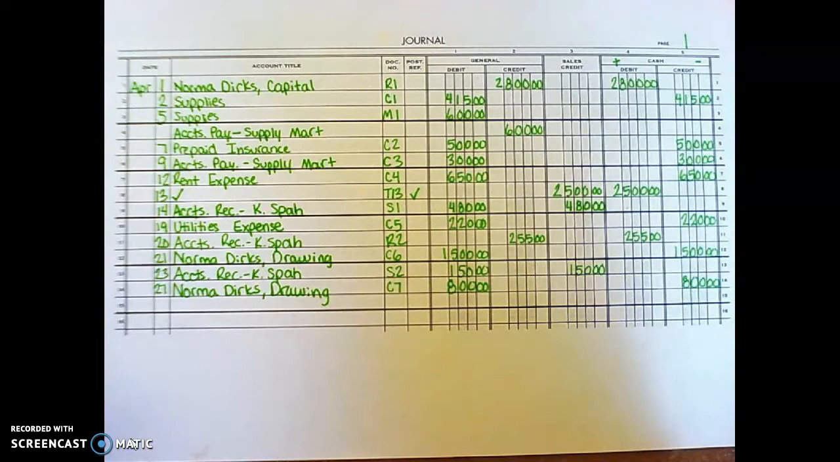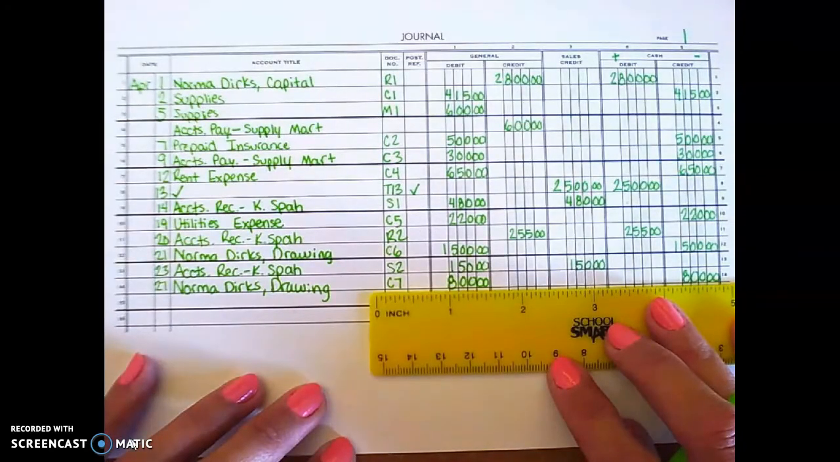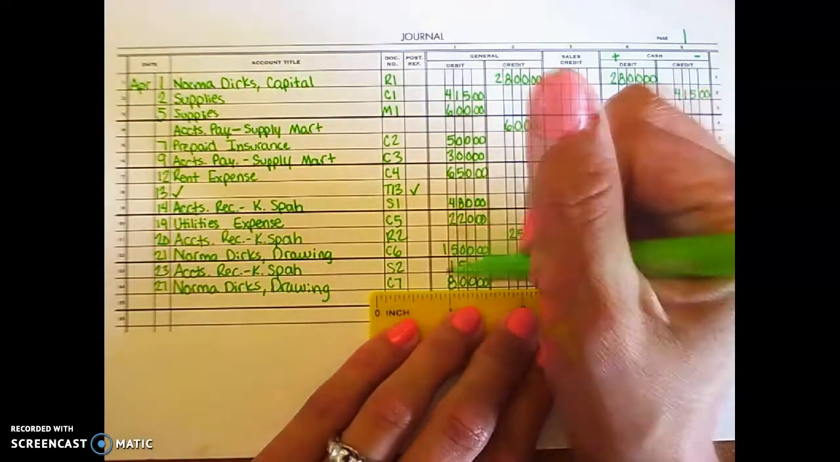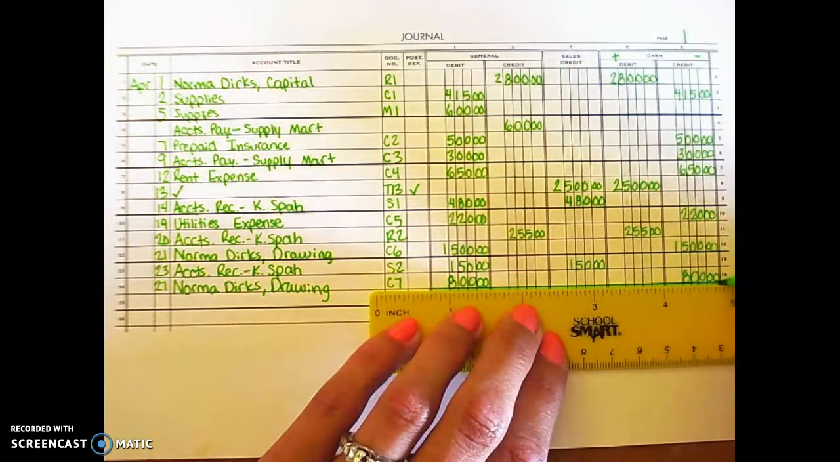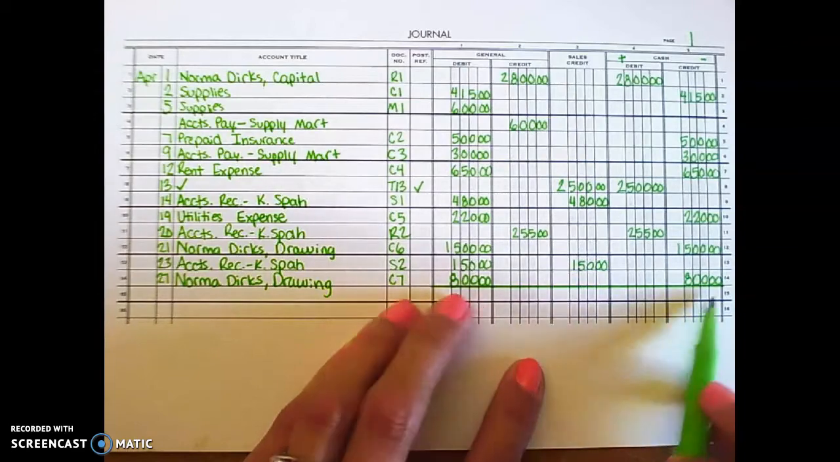That will be an $800 general debit and a cash credit of $800. So next in step 2, we need to prove and rule page 1 of the journal, carry the column totals forward to page 2 of the journal. When we prove our first page of the journal, we need to draw a single rule underneath the amount columns from general debit over to cash credit. And you can see my green line here.